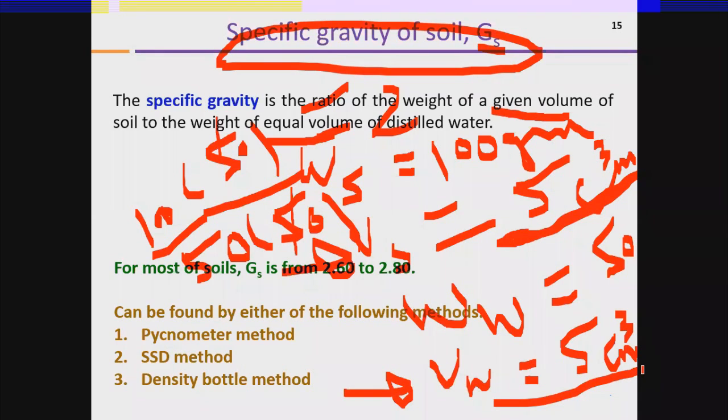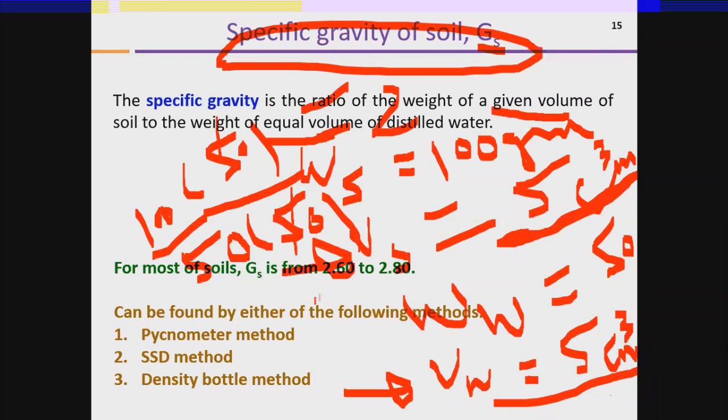Okay? So in order to do this comparison, the volume of the soil should be equal to the volume of the water. Then in that case, you can talk about the specific gravity. Let's suppose if Vs will be different than Vw, then this is not a specific gravity. It is only a simple ratio. It will not be known as a specific gravity. So in order to talk about the specific gravity of the soil, the volume of the soil and the volume of the water should be equal.